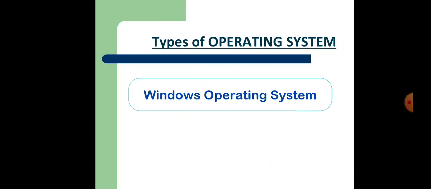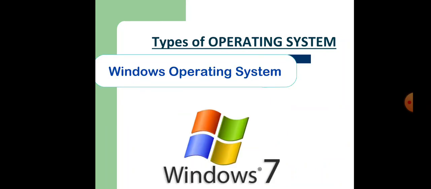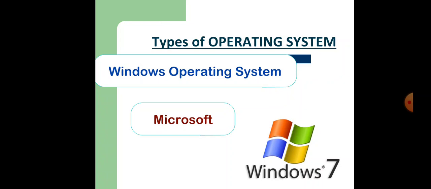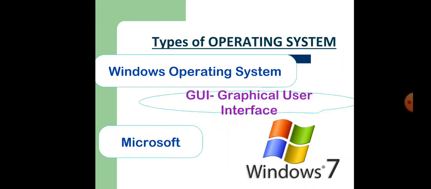Children, there are many types of operating systems available, and the most common are Windows operating systems. These are generally used in our desktops and laptops. For example, Windows 7, which you are studying in your book. These operating systems are developed by the Microsoft company, and these are GUI based operating systems. What is GUI based? Graphical user interface means everything you see is in the form of graphics, pictures, buttons, icons, so that you can easily use the operating system.